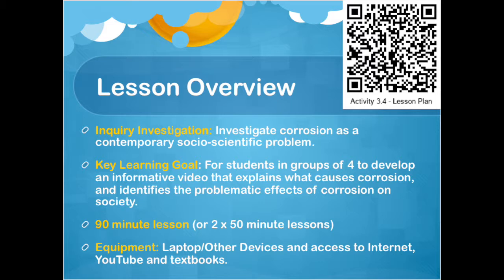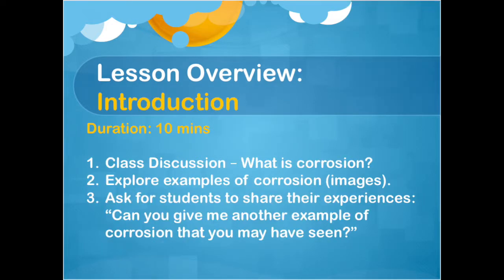The key learning goal of this activity is for students to develop an informative video that explains what causes corrosion and identifies the problematic effects of corrosion on society. This activity is designed for a 90-minute lesson, or it can be split across two 50-minute lessons. The only equipment students will require are laptops or other devices, and access to the internet, YouTube, and textbooks for their research. To begin the lesson, I would start with a brief class discussion to outline what corrosion is.